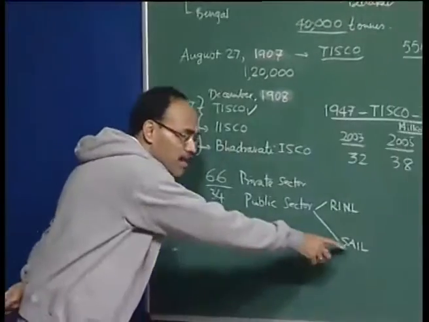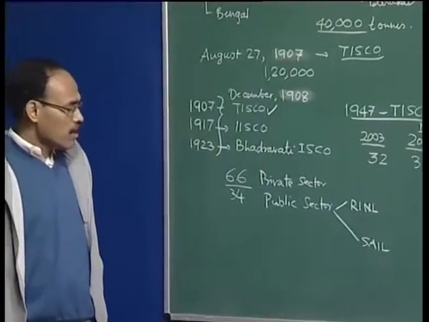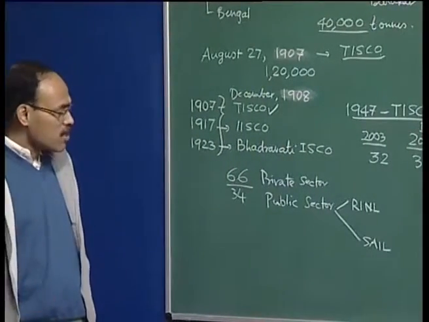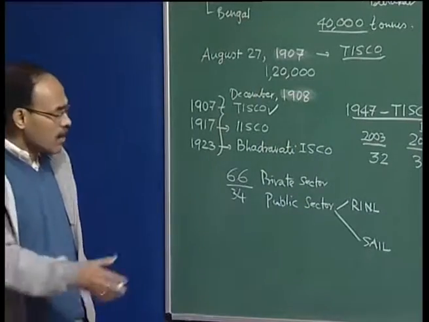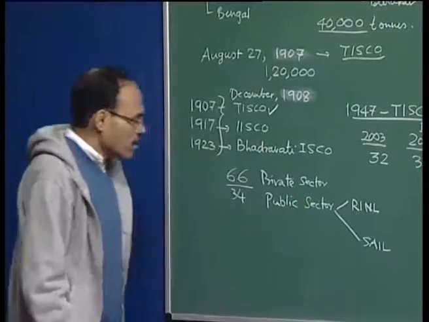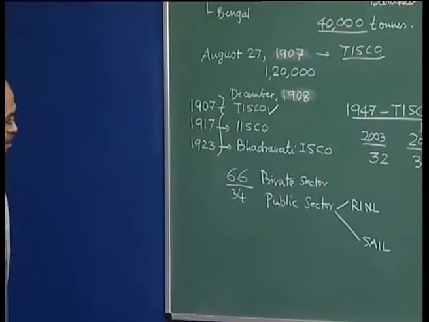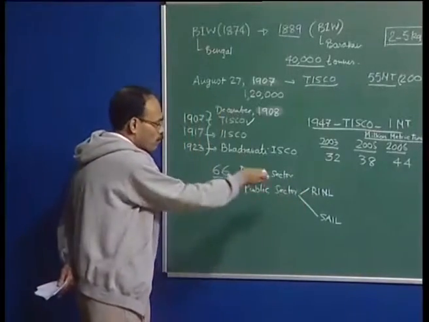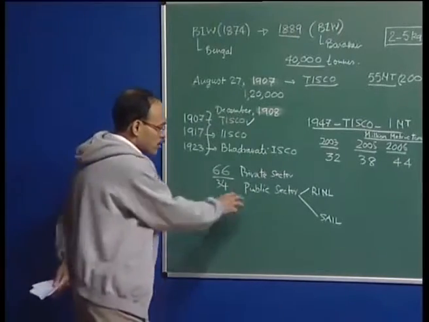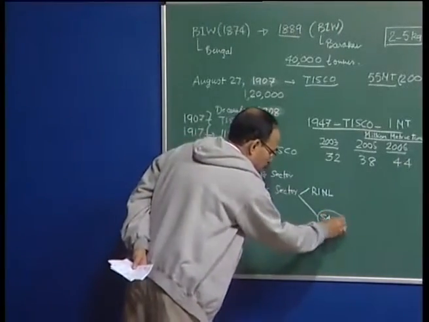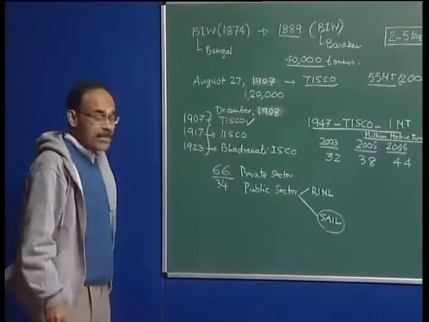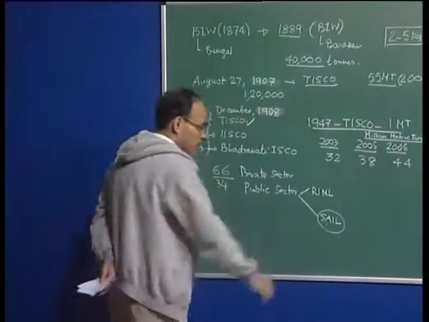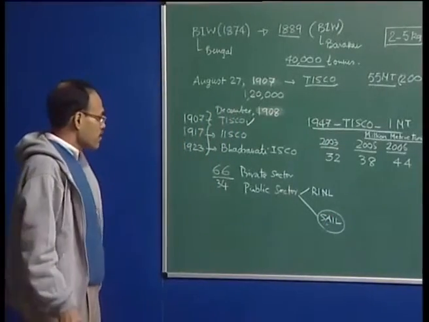SAIL has very many plants, starting with Durgapur steel plant, Durgapur alloy steel plant, then you have Rourkela steel plant, Bhilai steel plant, and now Bhadravati Iron and Steel Company, Salem steel plant. So these are many, Bokaro steel plant. So there are many of these which are managed by the Steel Authority of India Limited, which is headquartered in Delhi.